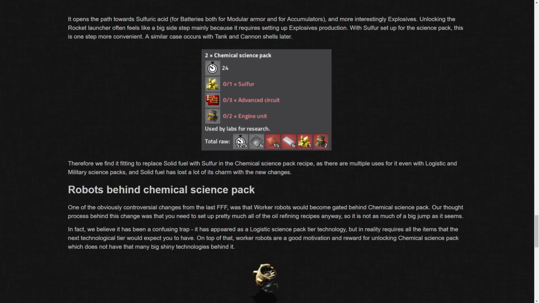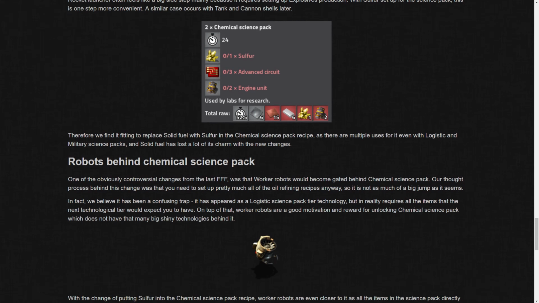To cover the last of the changes, robots behind chemical science pack. One of the obviously controversial changes from the last Friday Facts was that worker robots would become gated behind chemical science pack. Our thought process behind this change was that you need to set up pretty much all of the oil refining recipes anyway, so it is not as much of a big jump as it seems. And we believe it has been a confusing trap. It has appeared as a logistics science pack tier technology, but in reality requires all the items that the next technological tier would expect you to have.